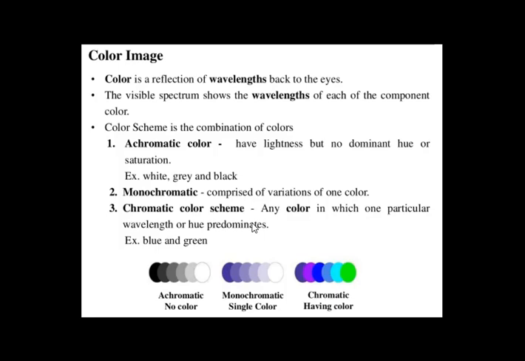So what is achromatic color? Achromatic color is black and white and different shades of gray. They have lightness but no dominant hue or saturation. Monochromatic means a variation of one color. Chroma means color, so it is developed from one single color. Then a chromatic color scheme means any color which has one particular wavelength or hue predominant, a predominance of hue in that color.